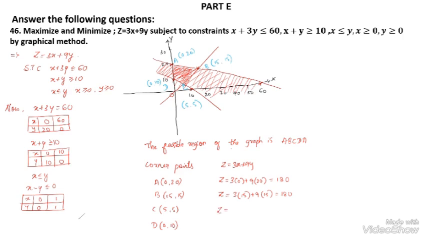Now Z at (5, 5): 3 fives are 15, 9 fives are 45. It becomes 60. Again, for the last point, Z = 3 into 0 plus 9 into 10, which is 90. Among these corner points, these two are maximum and this one is minimum.